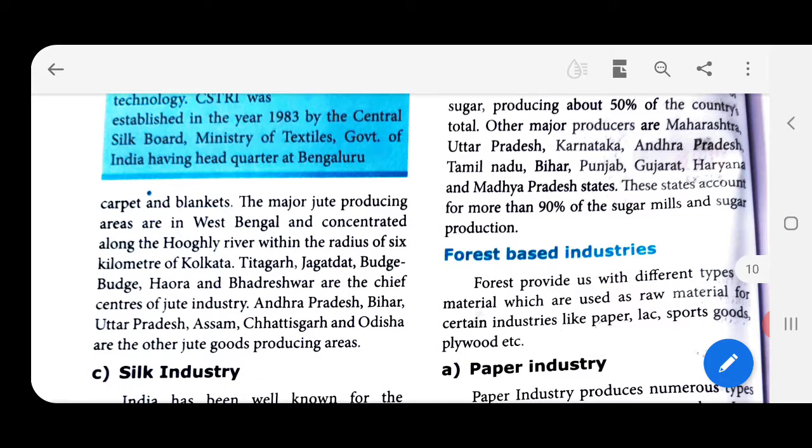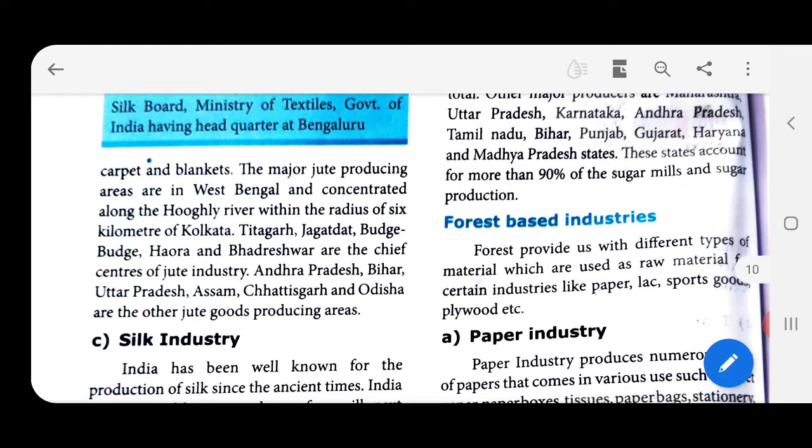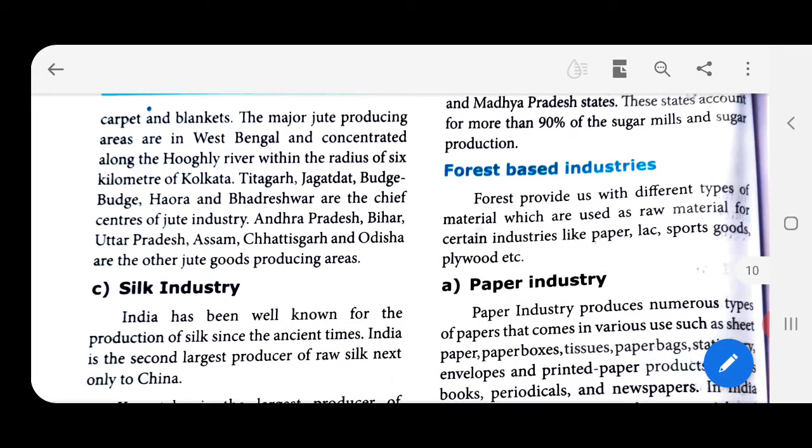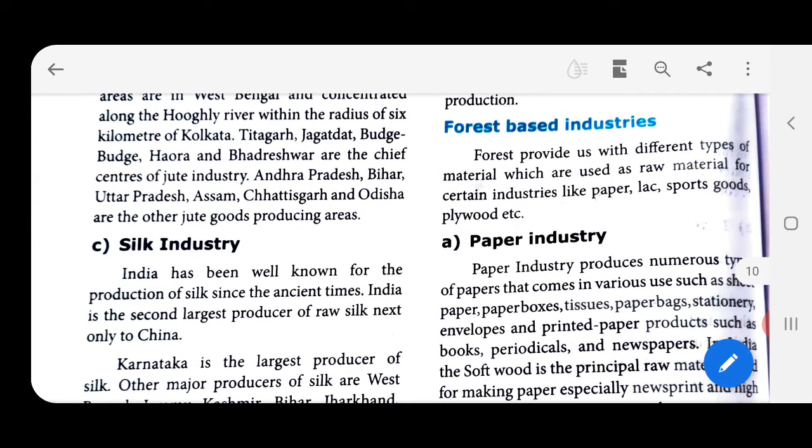So, the major jute producing areas are in West Bengal and concentrated along the Hooghly river within the radius of 6 km of Calcutta. So, where you find the major jute producing areas, it is near the Hooghly river. Tigarg, Jharkhand, Baj, Harora and Bradeshwar are the chief centers of jute industry. Andhra Pradesh, Bihar, Uttar Pradesh, Assam, Chhattisgarh and Odisha are the other jute goods producing areas.